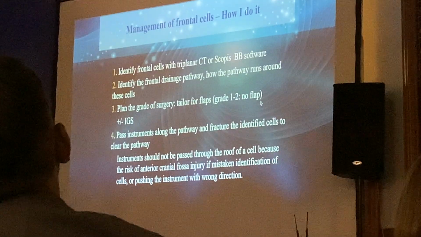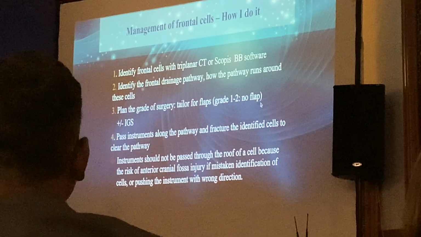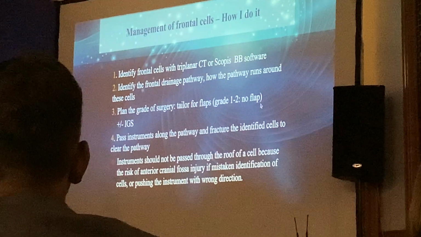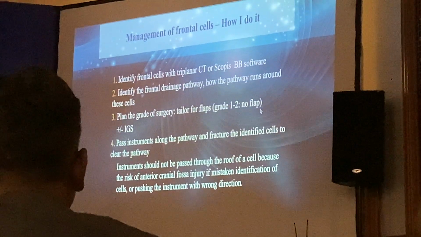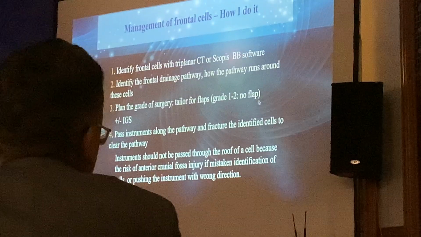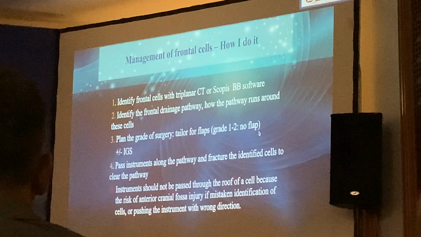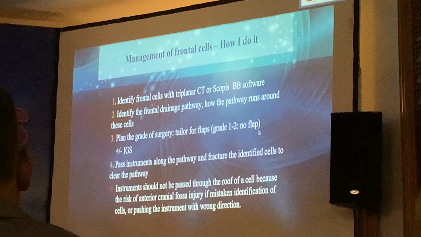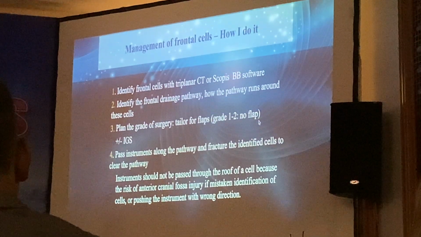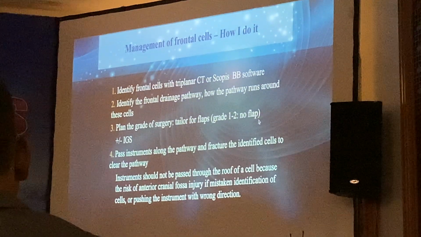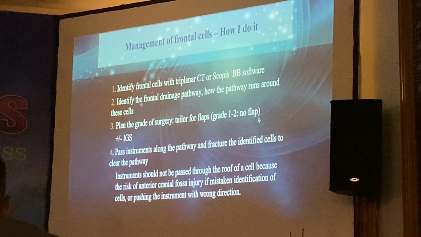You can use the IGS if it's complicated. Now, as I do a lot of surgery and gain more confidence, I don't use the IGS most of the time. I just use it for revision cases, or when you do the suprabullar frontal cell, I sometimes use the IGS. Then you pass the instrument along the pathway and fracture the identified cells to clear the way. And remember, the instrument should not be passed through the roof of the cell because of the risk of anterior cranial fossa injury if the cell is misidentified or the instrument is pushed in the wrong direction.